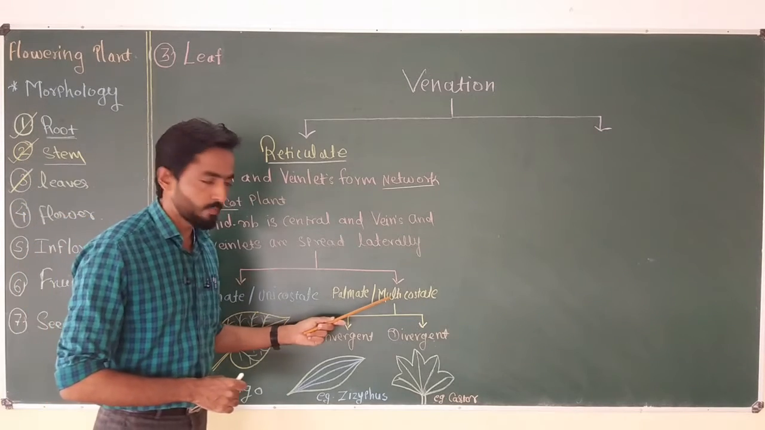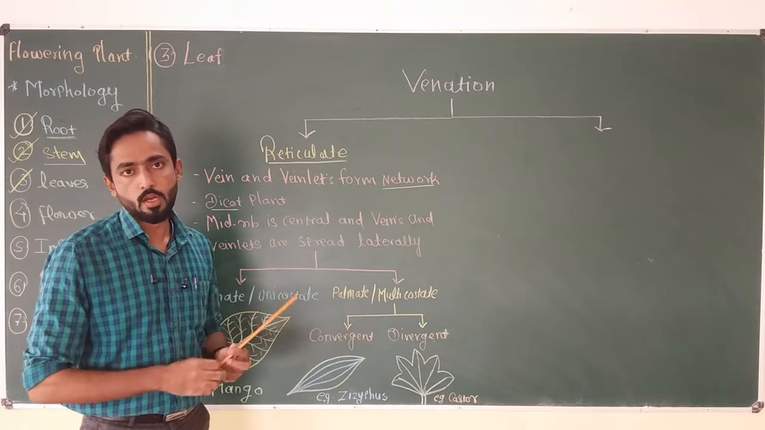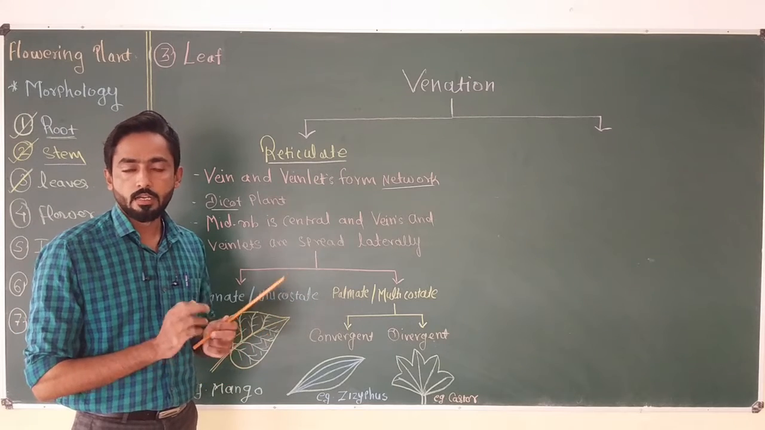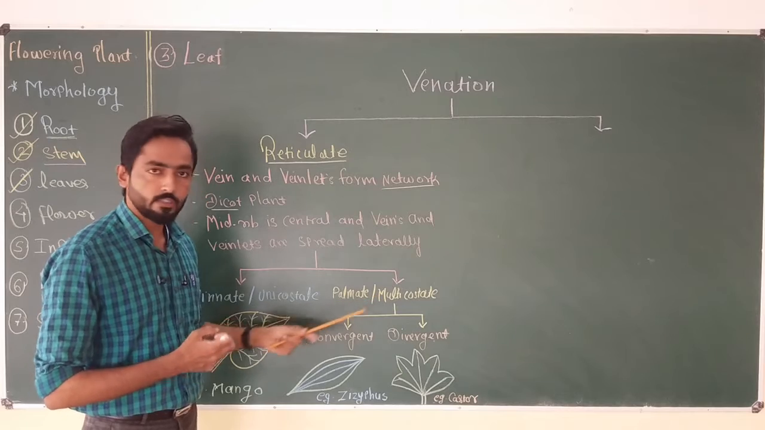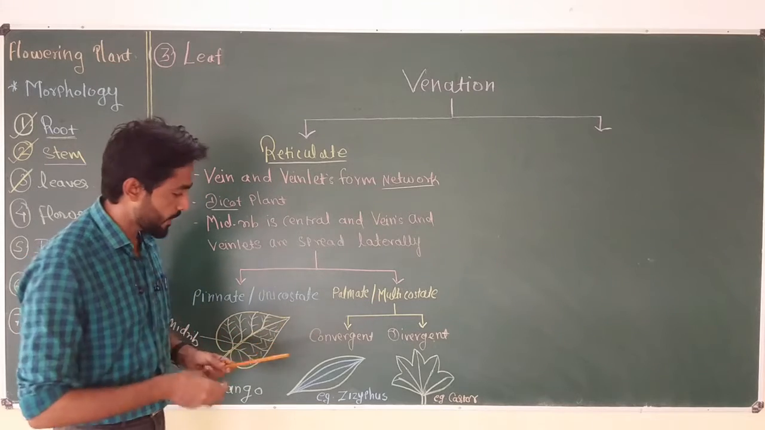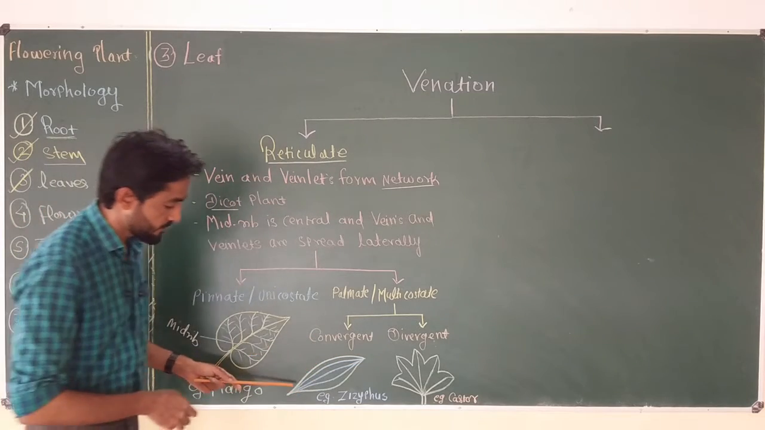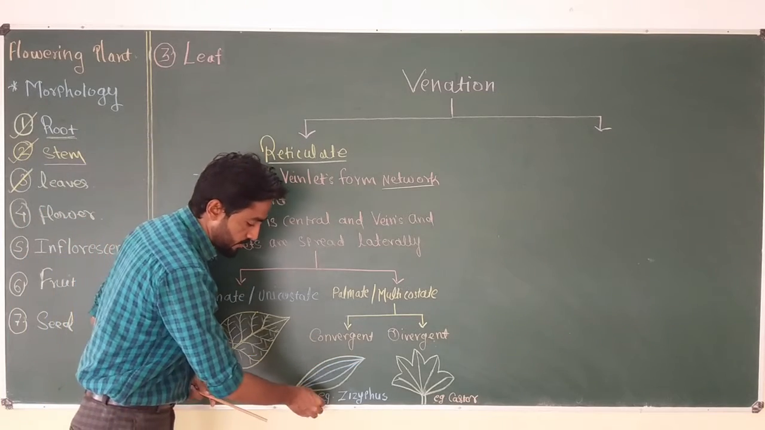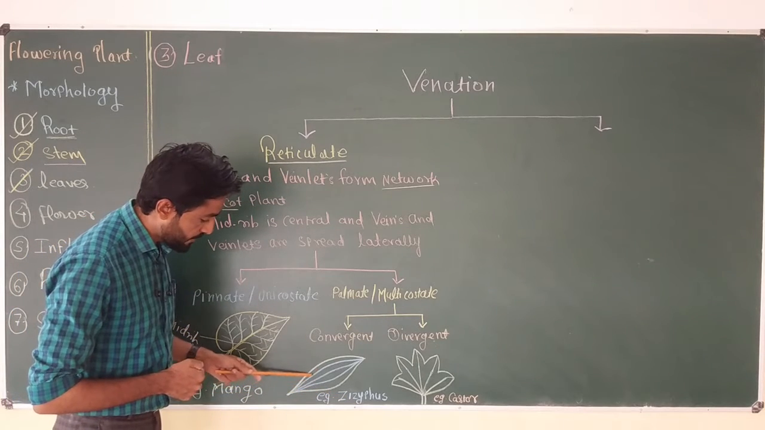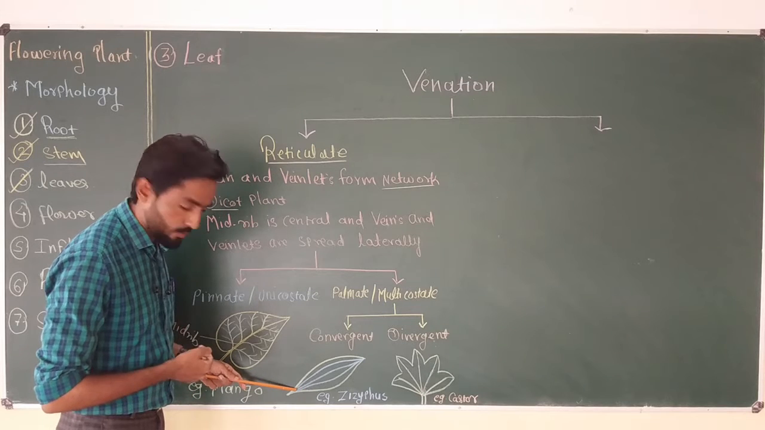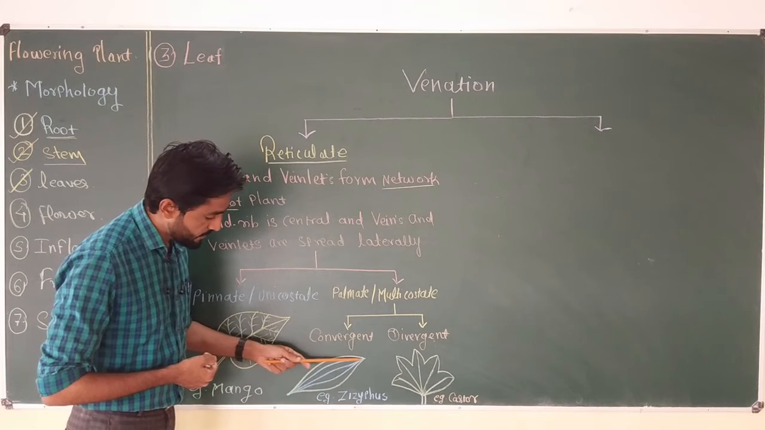Then the second type is multicostate. In this type, more than two midribs are present, and depending upon the arrangement of midribs in the lamina, multicostate venation is again divided into two types, that is convergent and divergent. In case of convergent, this is the example, which is the Ziziphus plant leaf. Here you can see many midribs arise from the petiole, and they run initially in different directions and then they meet at the same point.